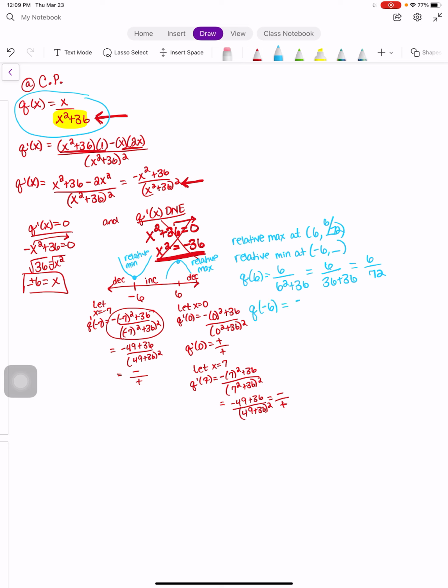And so that would give me negative 6 divided by negative 6 squared plus 36. And then that's going to be very similar to what we just had. The bottom will simplify and still give me 72. But in the numerator this time, I have a negative. Let me make this a little bit larger, give myself more room. But in the numerator, I have that negative 6. So that's negative 6 over a positive 72.